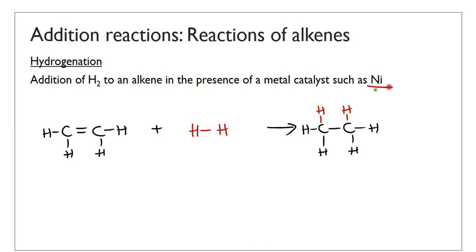It normally requires a catalyst. Nickel is the common one. Actually, you also need a high temperature, 500 degrees Celsius. So that's the first type of addition reaction, hydrogenation.